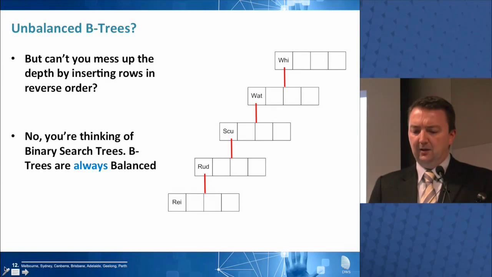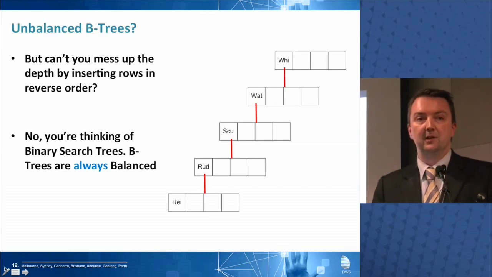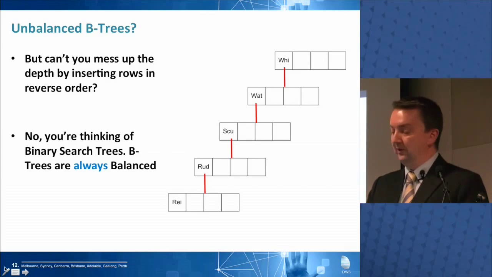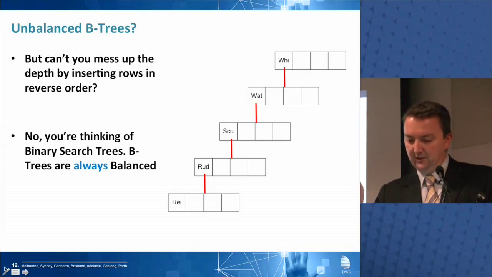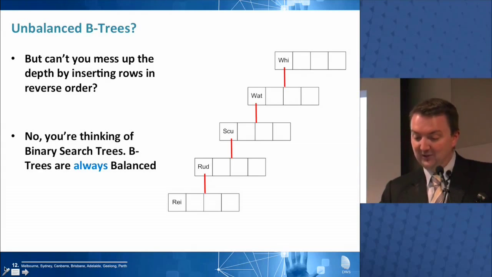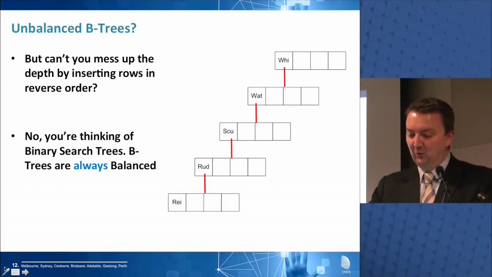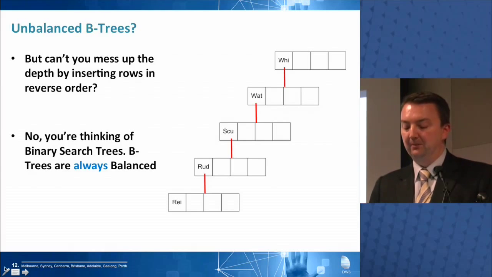So is a B tree exposed to the same problem? If we inserted rows into this table, which has an index on surname, in reverse alphabetical order, would we get the same thing? If we went Whitlam, Watson, Scullin, Rudd, Reed, would we end up with this reverse ordered stump? We wouldn't. In a binary search tree you would, but B trees are always balanced.